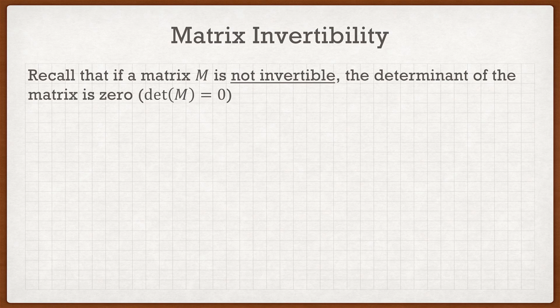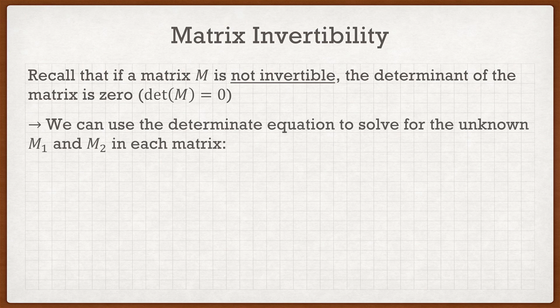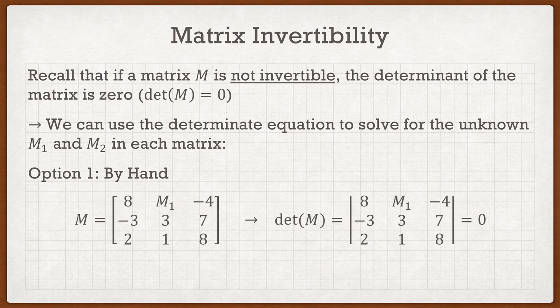If we remember, a matrix M is not invertible if the determinant of that matrix, det of M, is equal to 0. So in order to solve these questions, all we have to do is find the determinants in terms of M1 and M2, and then just solve the equation. One equation, one unknown. For example, if we were to do this by hand for the first 3 by 3 matrix, we could say, okay, well, the matrix is equal to this, and the determinant is equal to that.